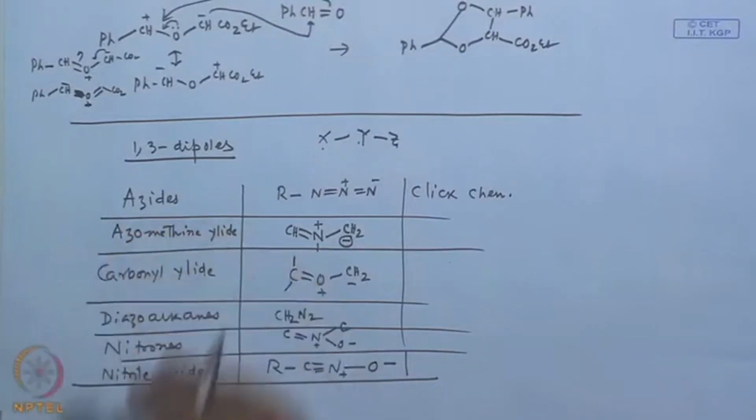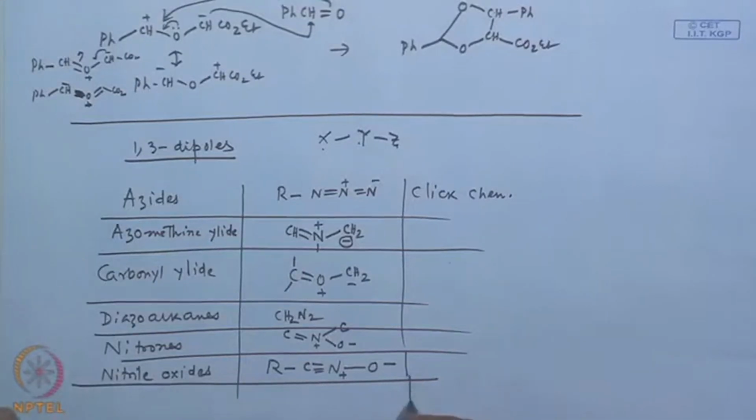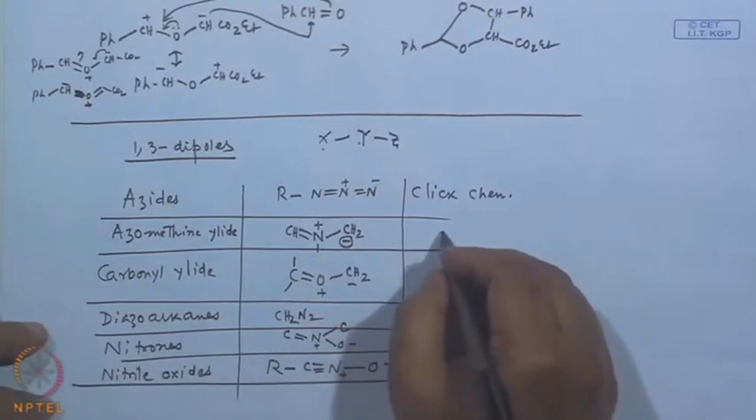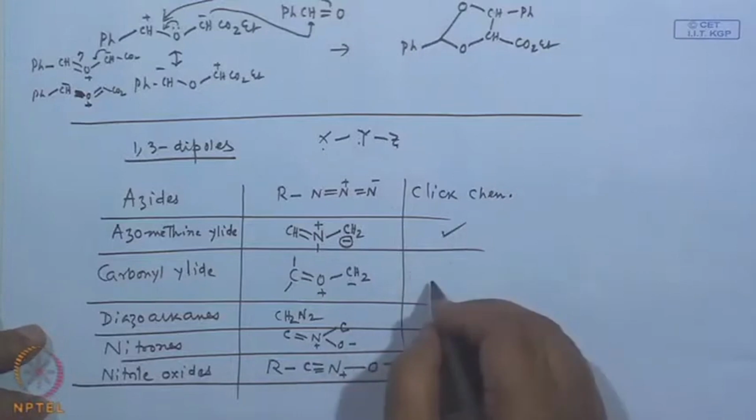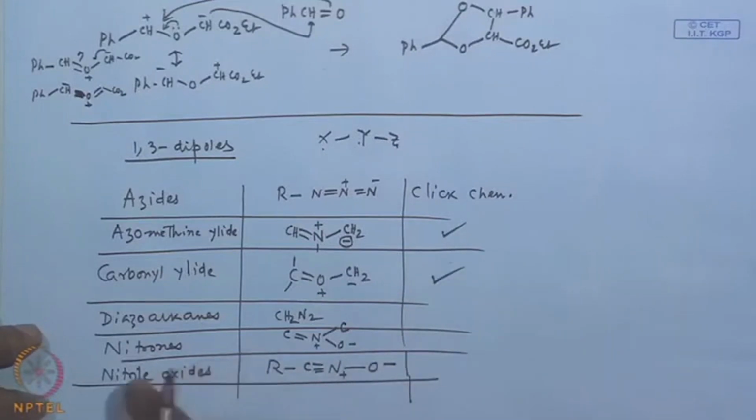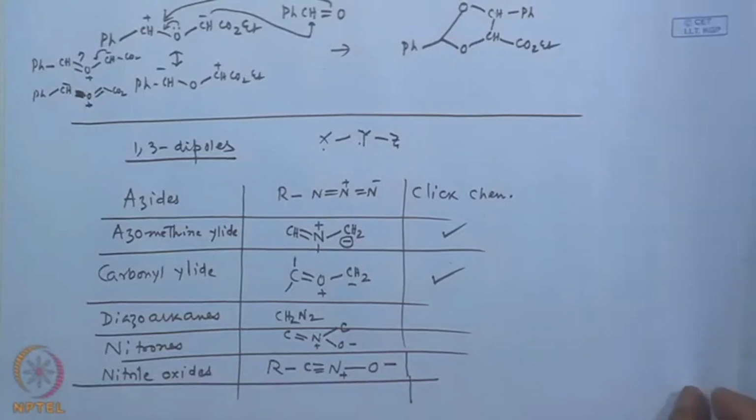Then there are many other things, nitronates and all kinds of things. Okay. So, today we will just take up only this one, azomethine ylide is very popular, and the carbonyl ylides, and the rest we will not talk about today. Maybe if time permits, we will do a little bit of an exercise on these sort of things.